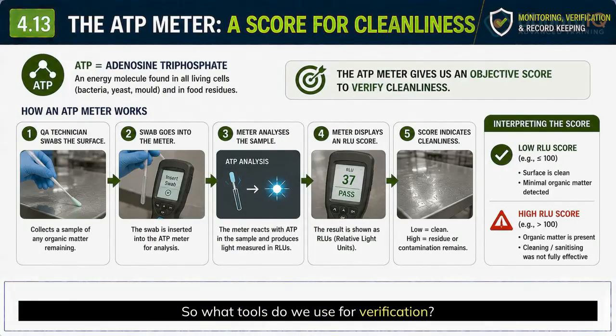So what tools do we use for verification? The most common one in food facilities is an ATP meter, and it's worth understanding how it works. ATP stands for adenosine triphosphate. It's an energy molecule that's present in all living cells, including bacteria, yeast, and mold, as well as in food residues. After we've cleaned and sanitized a surface, a QA technician uses a special swab to sample it. That swab goes into a handheld meter, which produces a numerical reading in units called RLUs, relative light units.